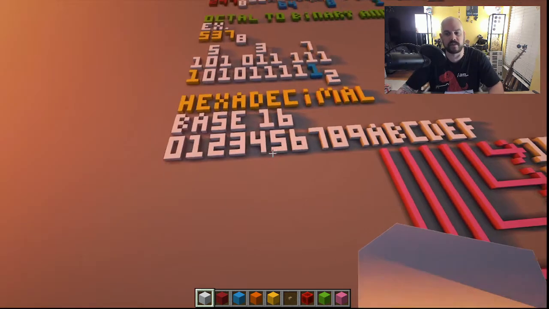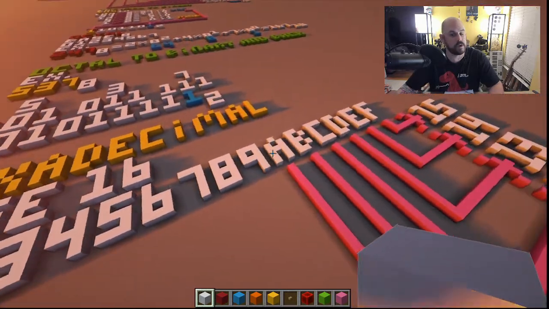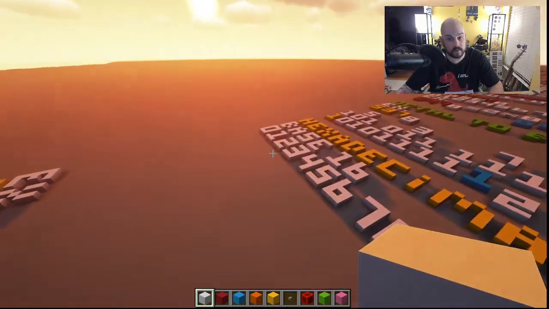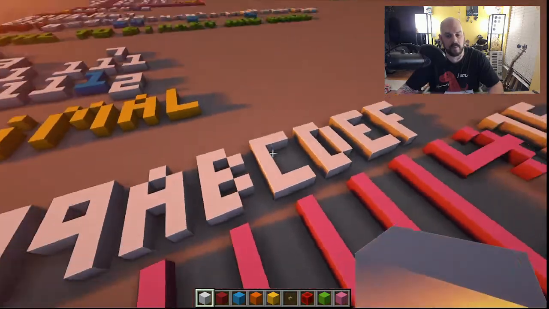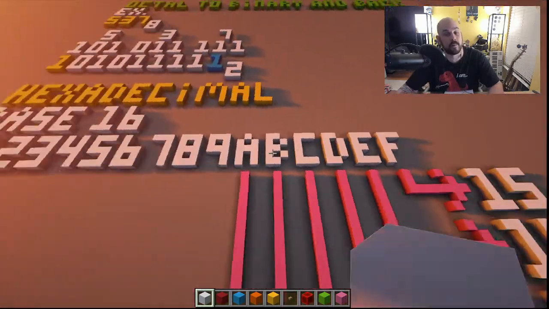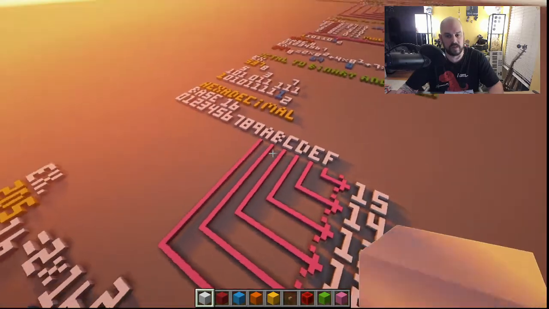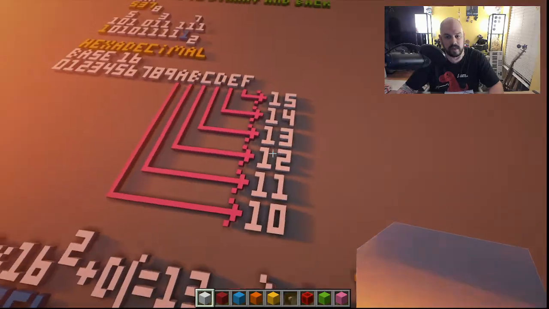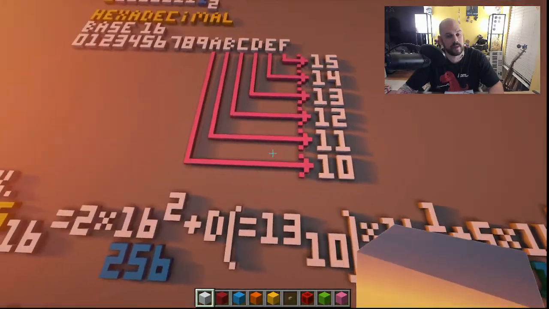But the difference here is that instead of just going 0 through 9, we don't want to do the number 10 because we already have a 1 and a 0. We don't want to do the number 11 because we already have a 1, and so on and so forth. So after 9, it goes A, B, C, D, E, F. And that's going to be our 16. When you transfer this over, A is technically 10, B is 11, C is 12, D is 13, E is 14, and F is 15. That's going to be the big difference here.